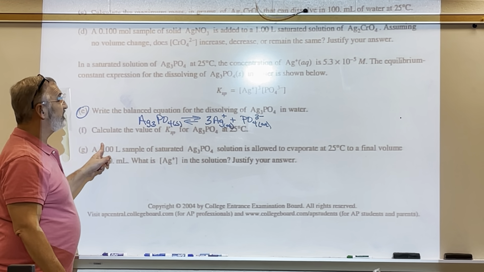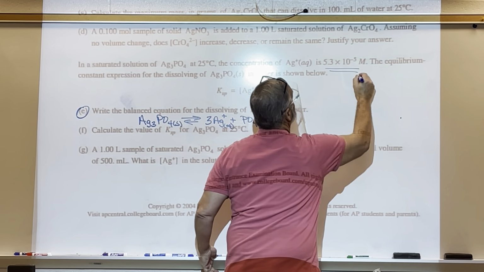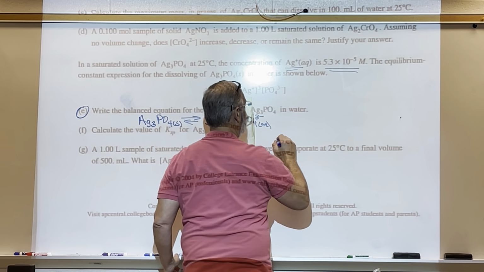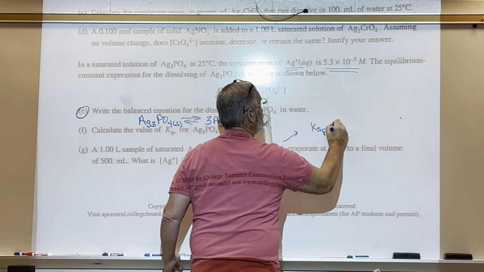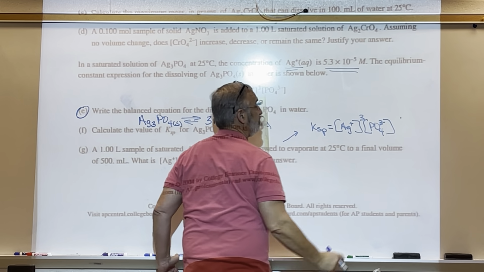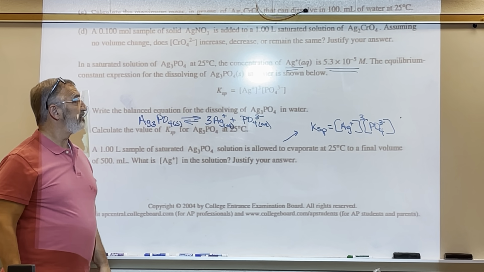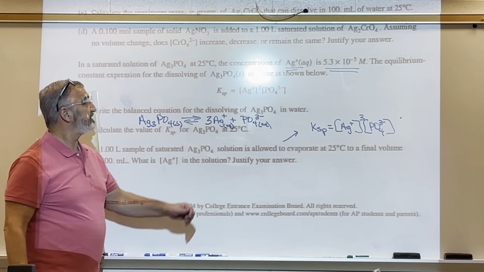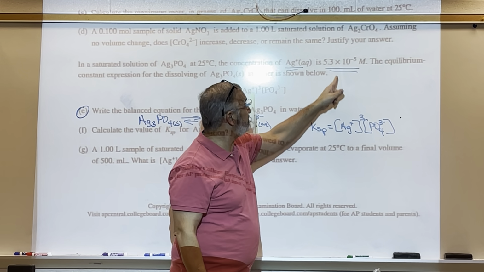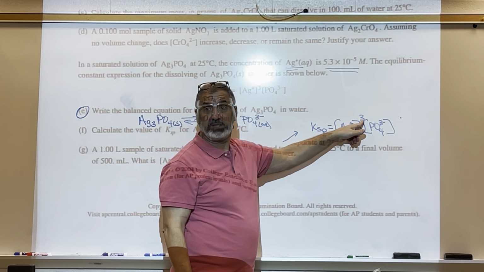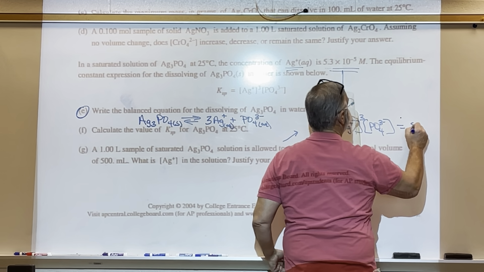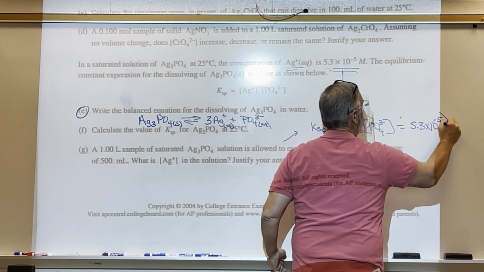Okay? Calculate the value of KSP. So they give me this right here. That's my silver. Okay? So I know that KSP, I'm going to go over here, is equal to Ag plus what? Cubed. So what do I know? Ag plus. Now, do I cube this number before I put it in there? No, because this is the concentration that goes in here. It's concentration cubed. Okay? This is the concentration. So it's going to equal 5.3 times 10 to the minus 5th cubed.